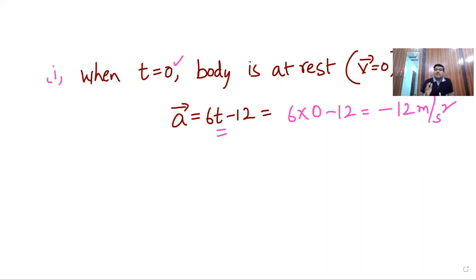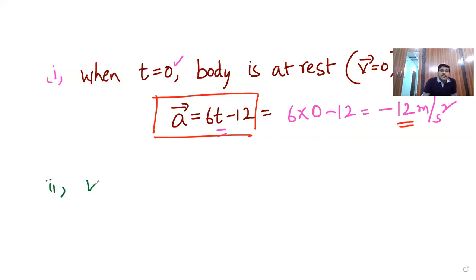When time t is equal to 0, body is at rest, velocity is 0. The acceleration expression we already know, we have calculated just now. In that, t is equal to 0, if you substitute, 6 into 0 minus 12 gives minus 12 meter per second square acceleration. We got it. Minus sign indicates retardation, negative acceleration. Clear?